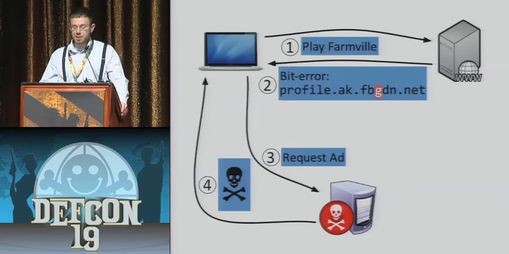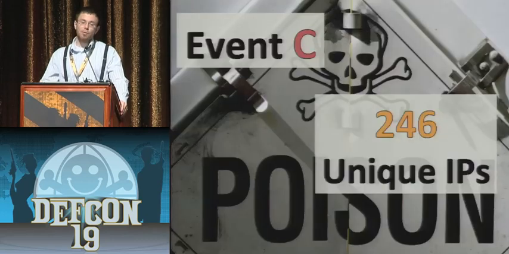And event C is actually the most interesting one of all. And I promise it's actually not Farmville. It affected 246 unique IPs. What's interesting about event C is that it's an actual case of DNS poisoning caused by random bit errors. After looking through the logs for the days of event C, I noticed that all of the requests for those few days were, one, from the same /24, and two, they were all for the same server. And here is approximately what happened.